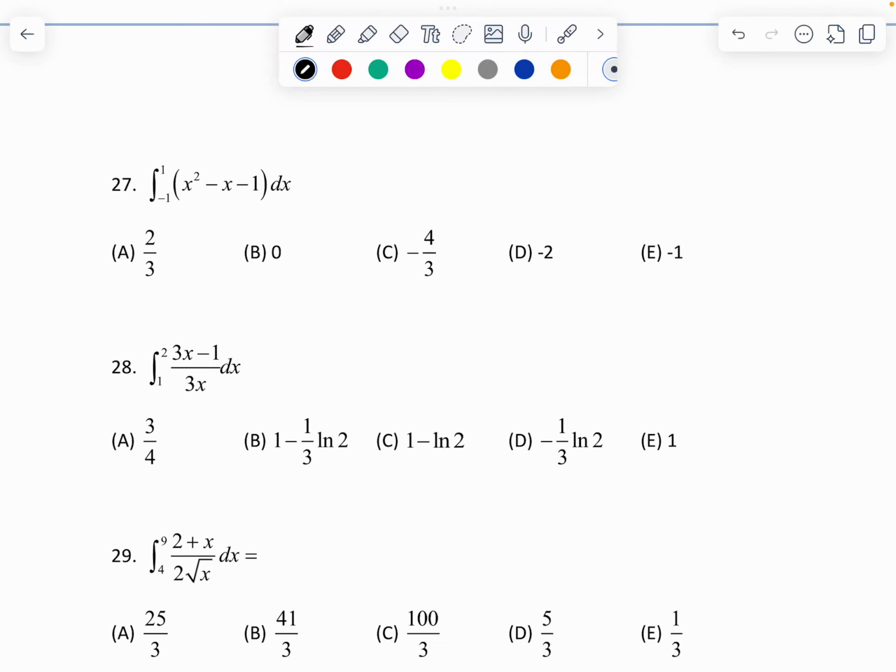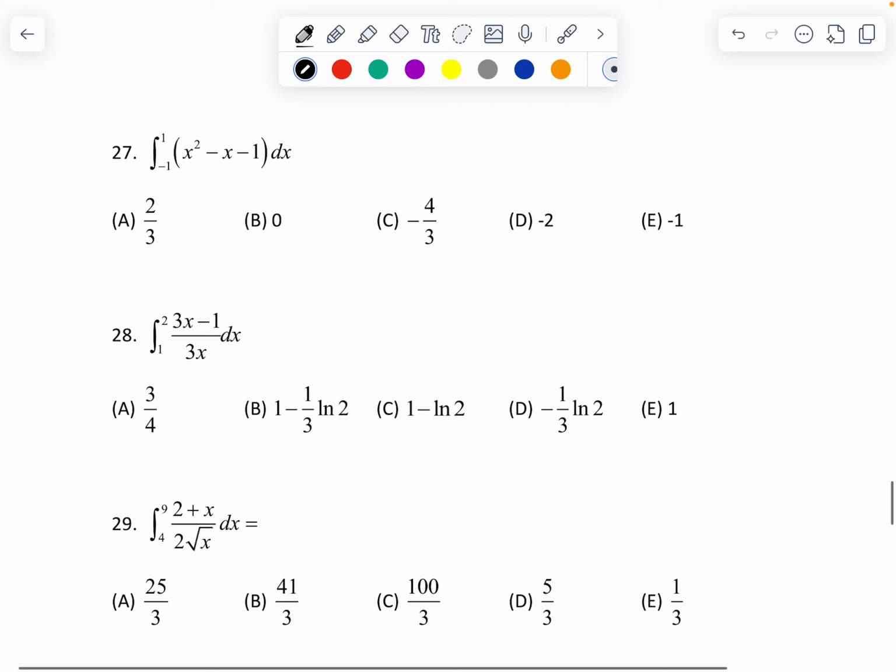All right, next page, number 27. So just a regular old integral on this one. The integral of x squared is x cubed over 3 minus the integral of x is x squared over 2. And the integral of 1 is just x. And I'm evaluating from -1 to 1.